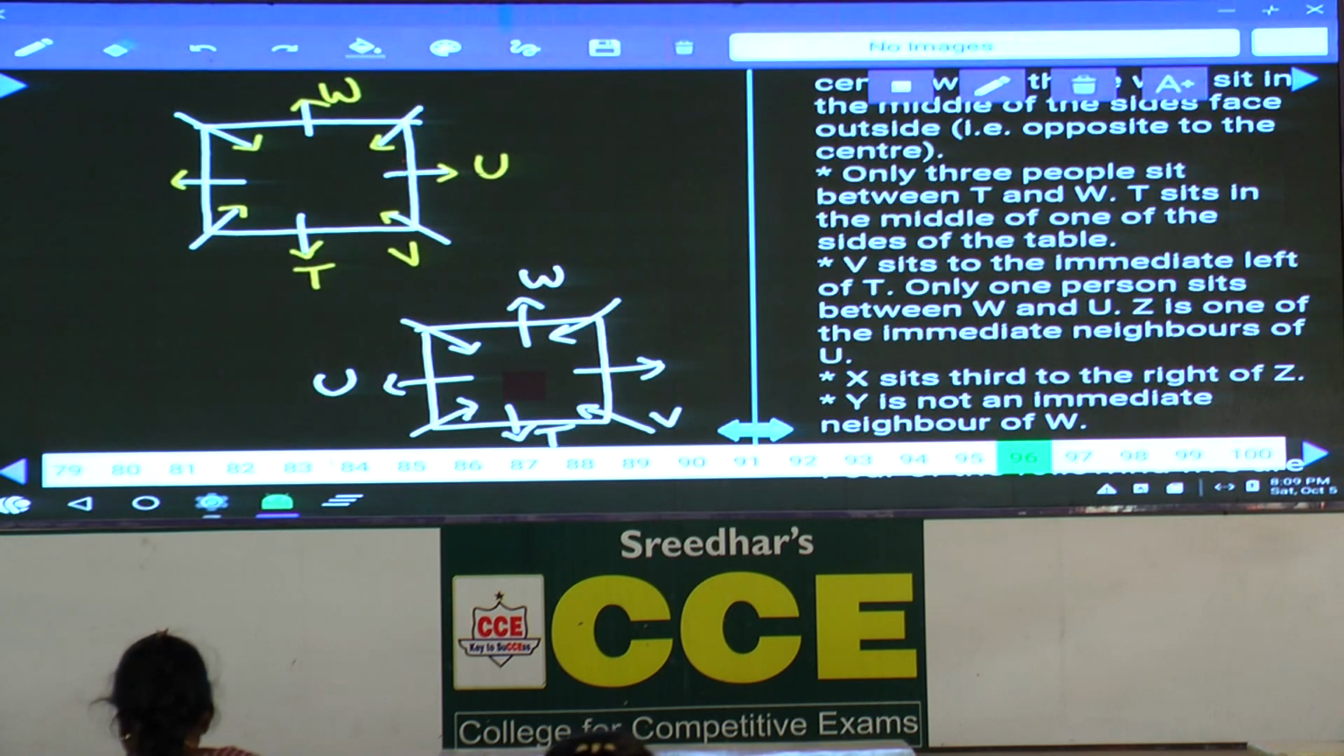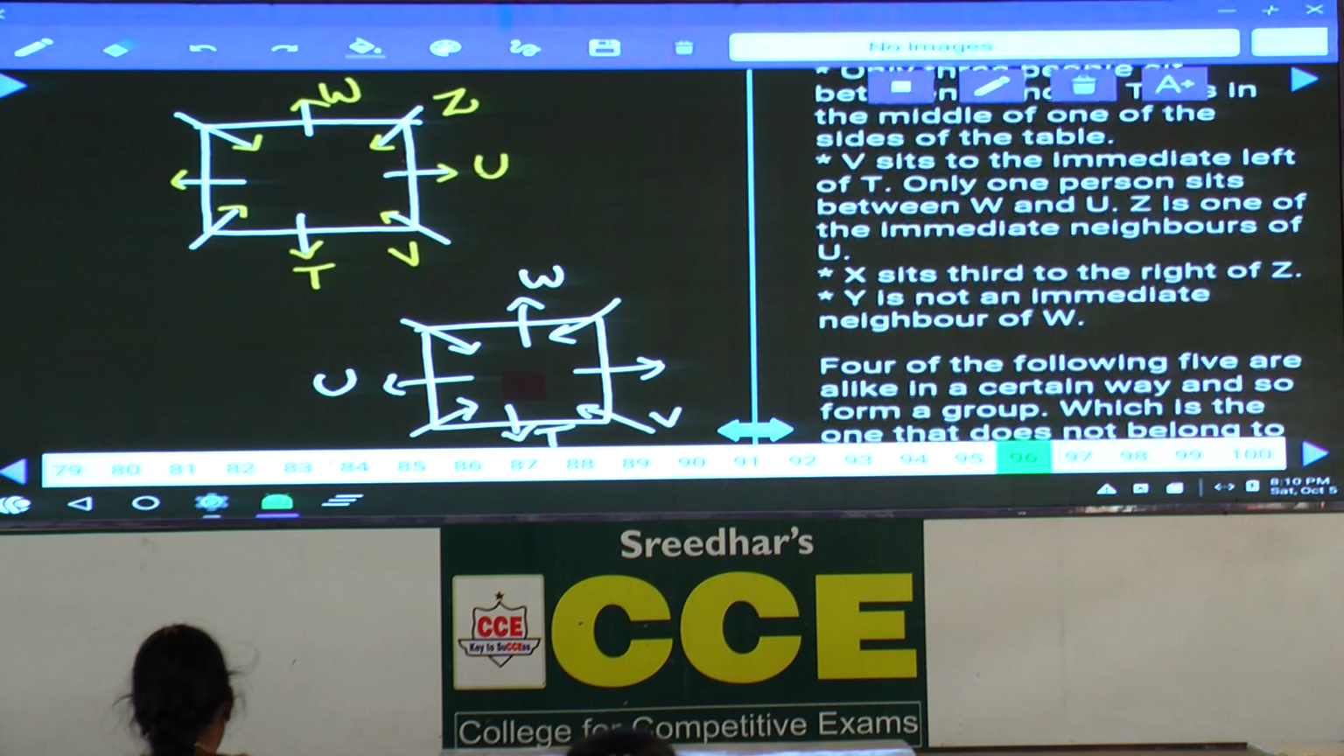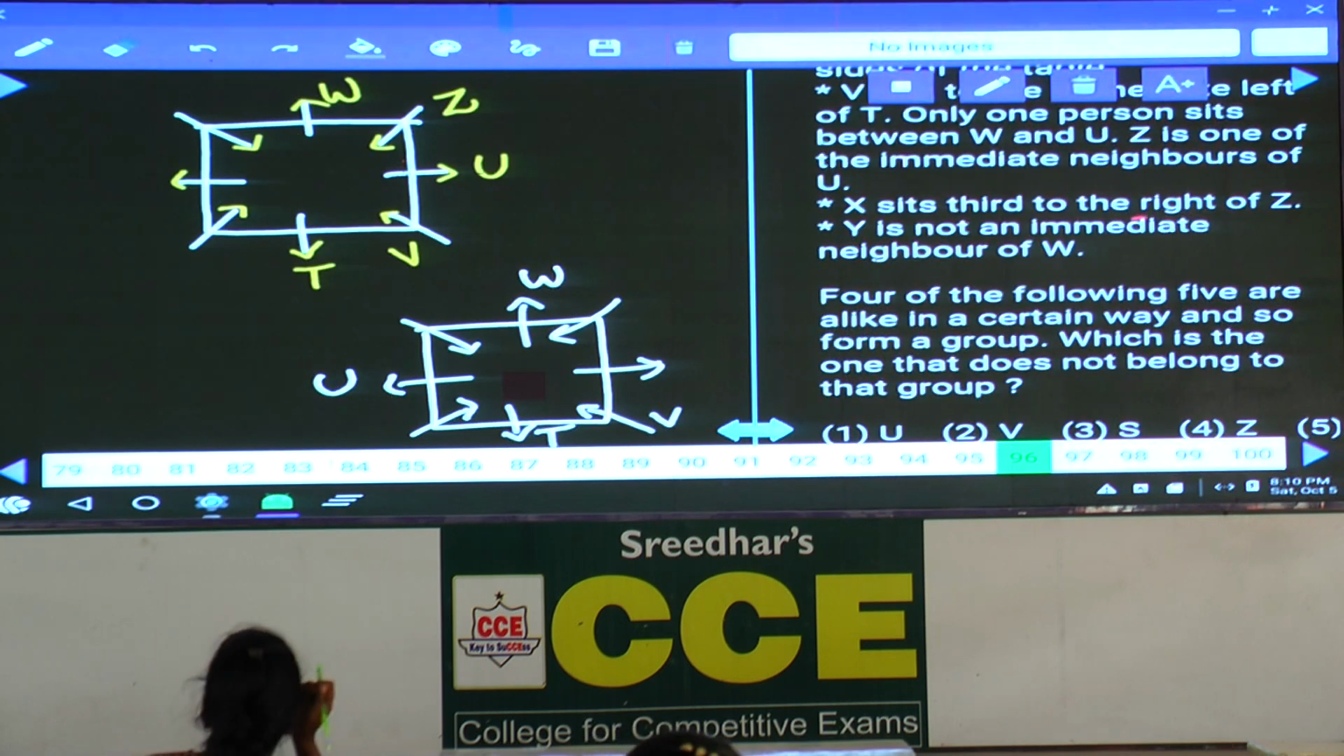And Z is one of the immediate neighbors of U. Now in this case Z must be here. Now in this case we have 2 different possibilities, Z and U. And X sits to the immediate right of Z. X sits third to the right of Z. X is seated third to the right hand side of whom? 1, 2, 3, X is here. Now Z is one of the immediate neighbors of U. Z can be here or here.